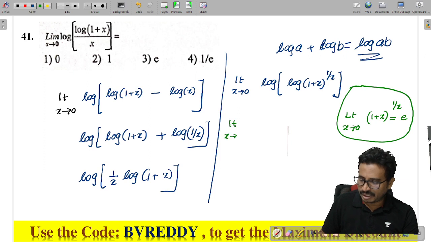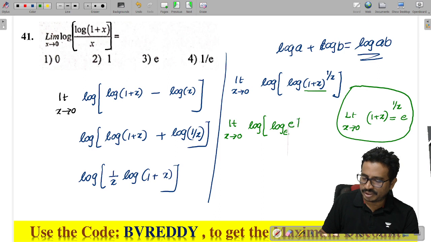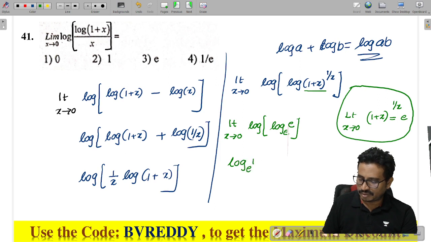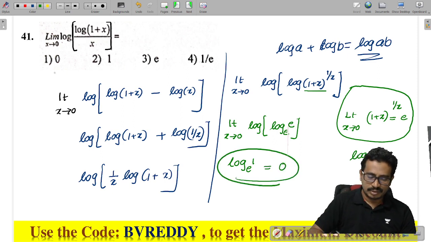So the limit x tends to 0 of log of this value, which is equal to e. Here the base is e and this is also e, so it is log base e of e, which is equal to 1. So log 1 is equal to 0. So option 1.